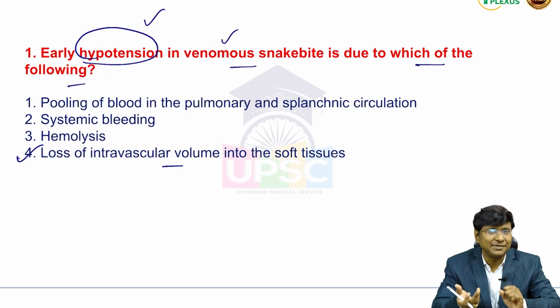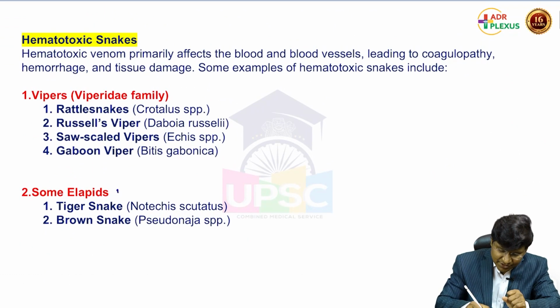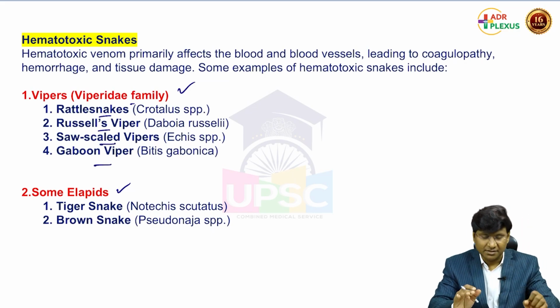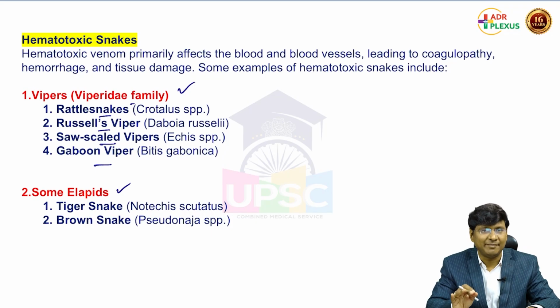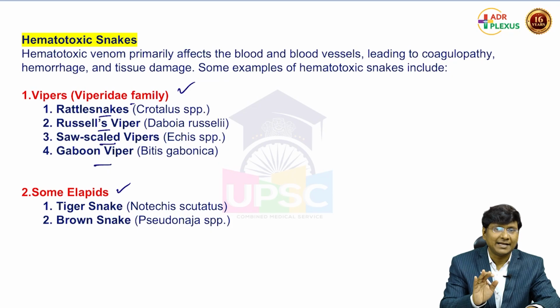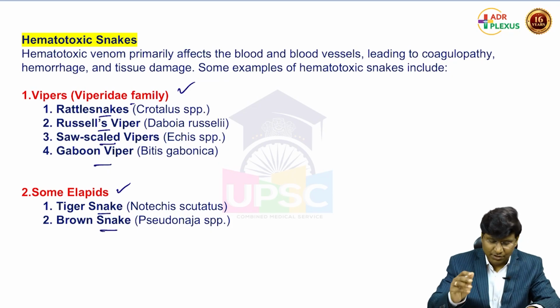Now what are the examples of these hematotoxic snakes? That is mainly vipers as well as some elapids. And what are the examples of these particular vipers? That is rattlesnakes, Russell's viper, saw-scaled viper and gaboon viper. These are the Viperidae family. They are mainly hematotoxic, but some elapids are also hematotoxic. Examples: the tiger snake as well as the brown snake.